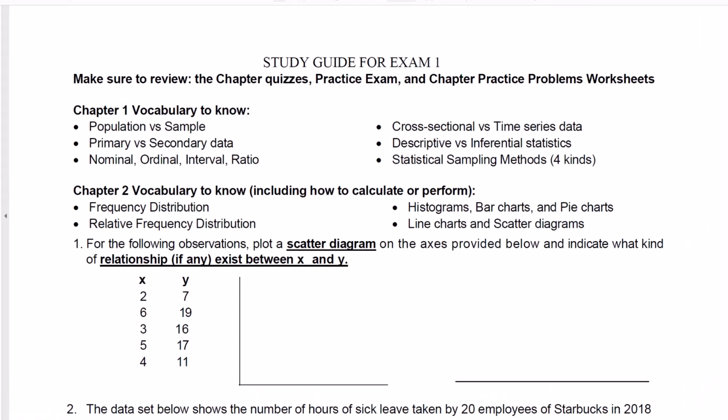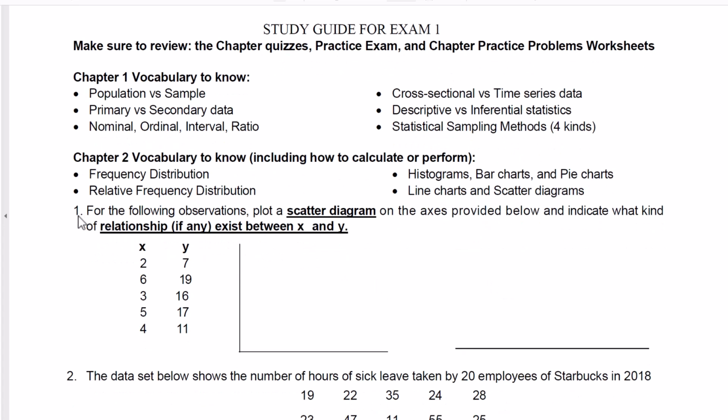Hey everyone, so in this video, I'm going to walk through 6 of the problems from the Exam 1 study guide. So here on my screen, I have the study guide, and for this first problem, we're going to go ahead and walk through number 1 here.